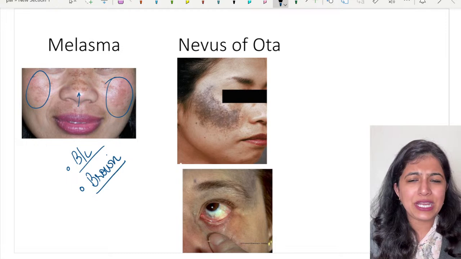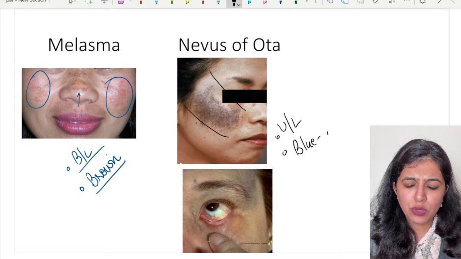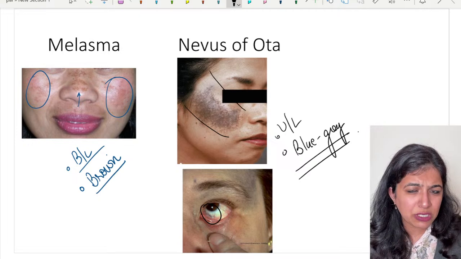Nevus of Ota will always be a unilateral lesion and it will be blue-gray in color. This is a dermal melanocytosis. Even the sclera can be blue here. So how do you differentiate melasma from nevus of Ota? Melasma is bilateral, it is brown. Nevus of Ota is unilateral and it is blue-gray in color.